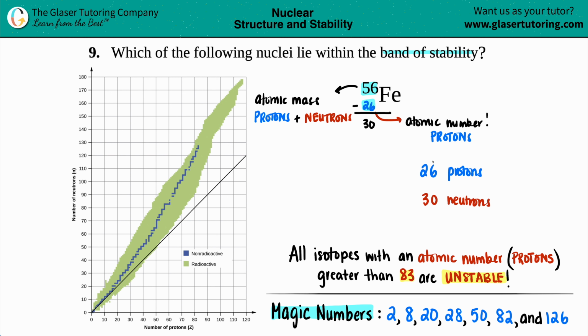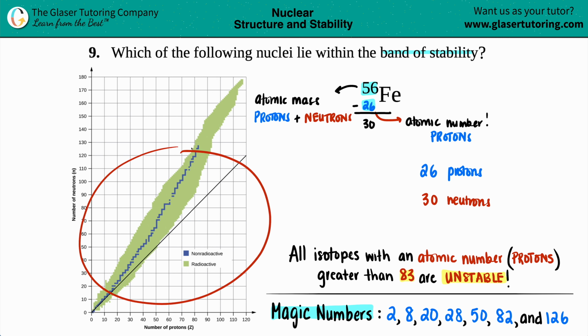Okay, so your thought process should be always run through your magic numbers first. Now, there's only 7 magic numbers, and if you have your protons or neutrons equaling these numbers, so 2, 8, 20, 28, 50, 82, and 126, you are going to be, or the atom is going to be, automatically stable. And yes, it would be in the band of stability. But in our example, we have 26 protons and 30 neutrons. 26 and 30 isn't a magic number, so I can't do it that way. When that doesn't work, then we have to actually go to the graph.